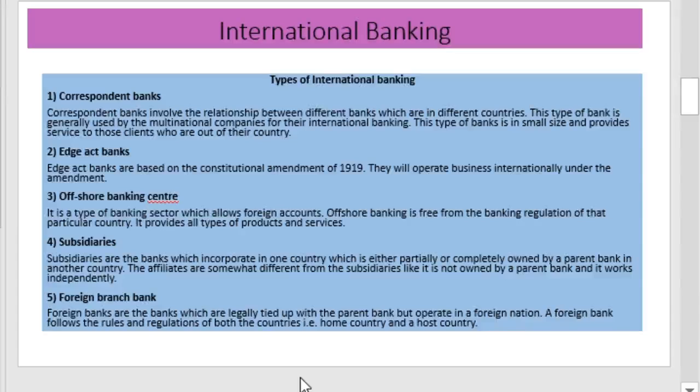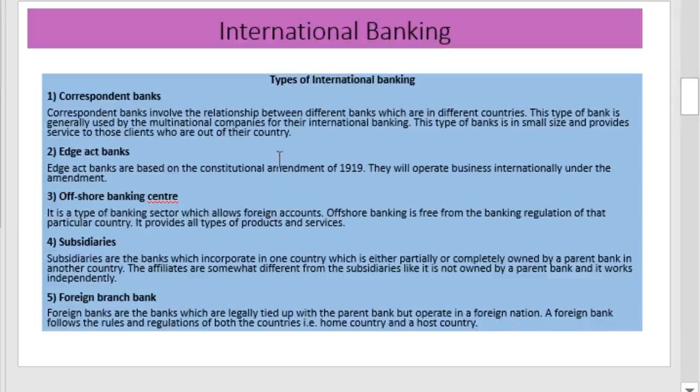The next one is the foreign branch bank. Foreign branch banks are banks which are legally tied up with the parent bank but operate in a foreign nation. A foreign branch bank follows the rules and regulations of both countries, the home country and the host country. These types of banks are known as foreign branch banks. That is, they have to follow the rules and regulations of both the home and host country.